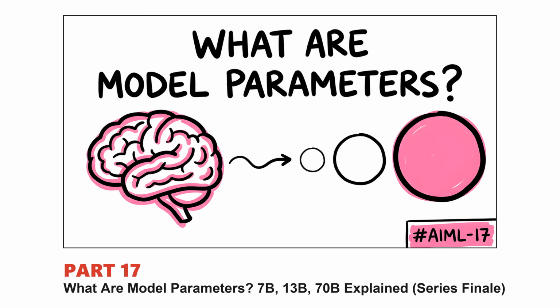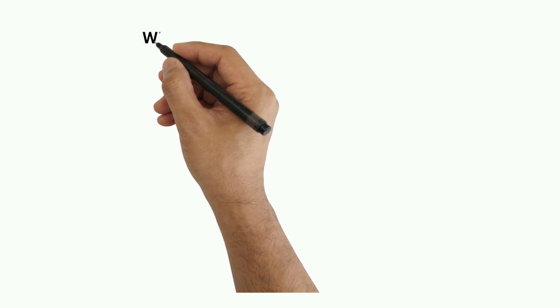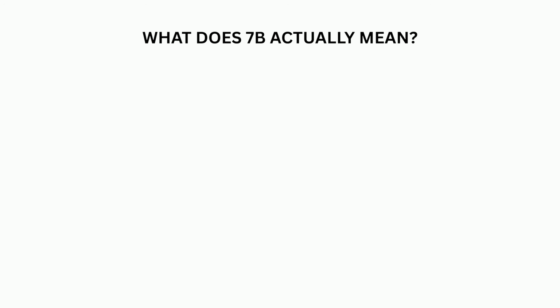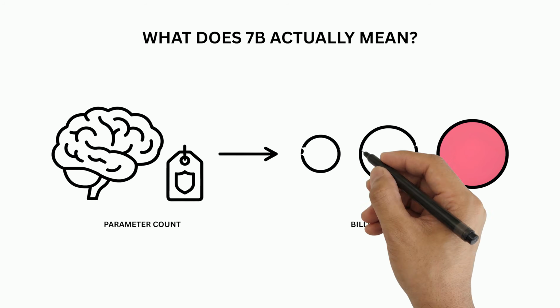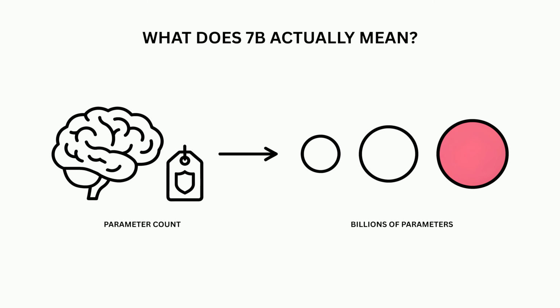Part 17. What are model parameters? Last video, we wrapped up our look at foundation models by mentioning that models get described with numbers like 7B, 13B, or 70B. So what does that actually mean? That number is the parameter count, the number of individual values inside the model that were learned during training. 7B means 7 billion parameters. It is the single most common way the AI industry sizes and compares models, so understanding it is essential.